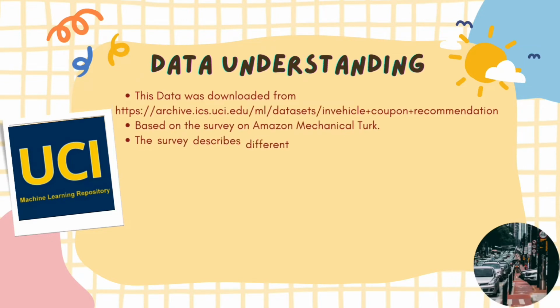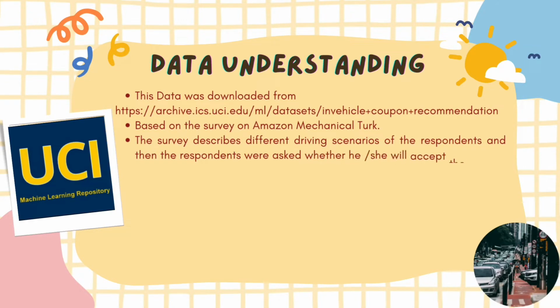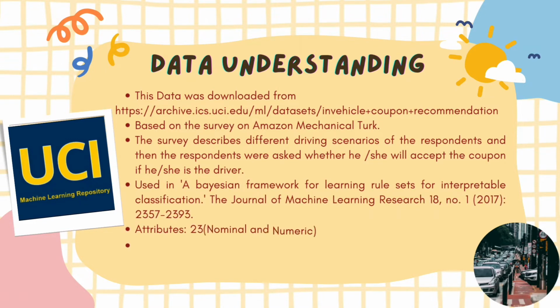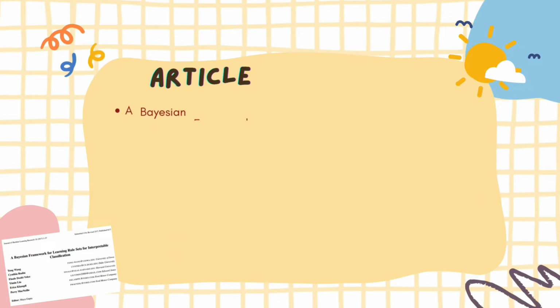This data, which is in vehicle coupon recommendation, was downloaded from UCI Machine Learning Repository, which is the website for machine learning and intelligence system. This data is based on a survey that was conducted on Amazon Mechanical Turks towards drivers from different scenarios and whether he or she will accept the given coupon. This data was used in an article in 2017, which is a Bayesian framework for learning rule sets for interpretable classification. The data consists of 23 attributes consisting of nominal and numeric attributes, 12685 instances, and this data also has a missing value.